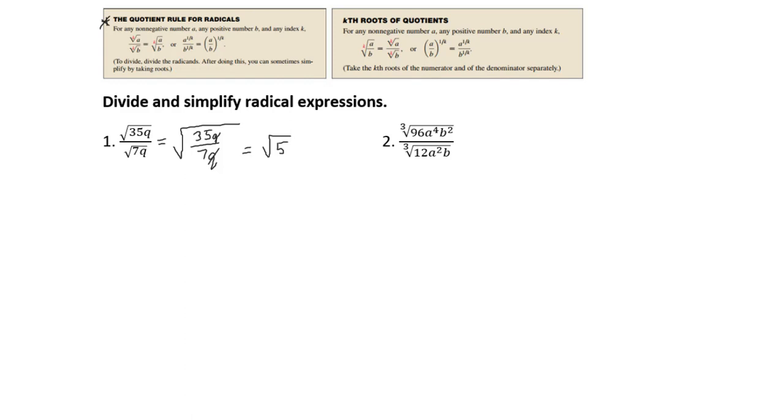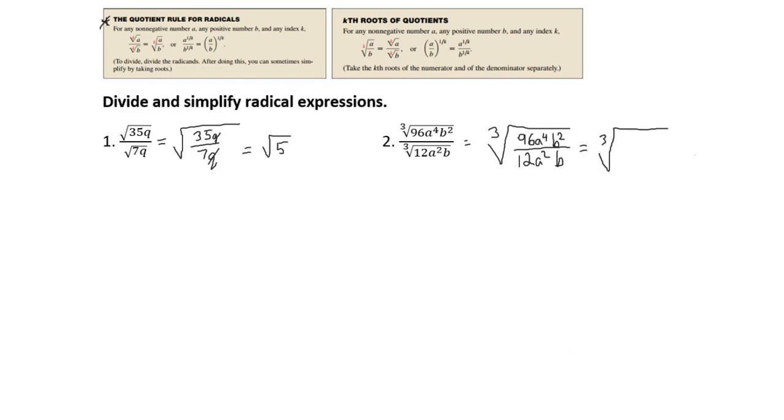Okay. Over here, same thing. These are both cube roots, so we're going to write cube root of 96 a to the 4 b squared over 12 a squared b. So now that we've rewritten it, let's go ahead and simplify everything in that root.